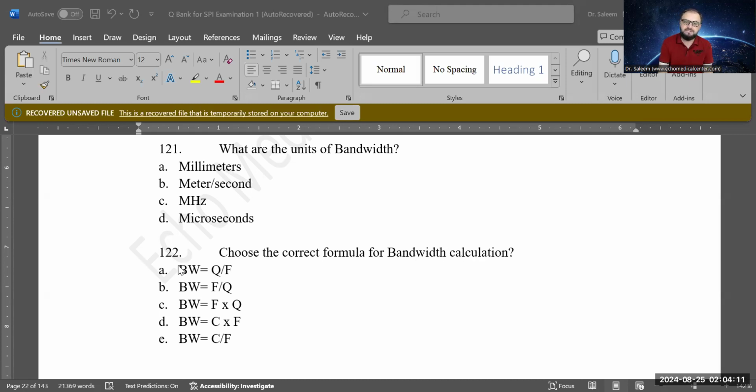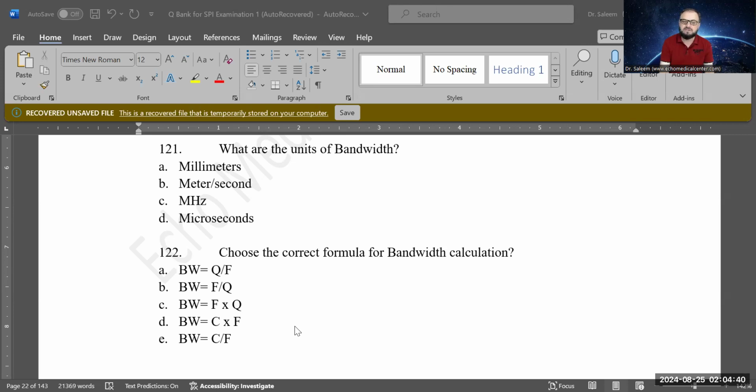Now you have: bandwidth is equal to quality factor divided by operating frequency. Bandwidth is equal to operating frequency divided by Q, or quality factor. Bandwidth is equal to operating frequency times quality factor. Bandwidth is equal to propagation speed of the sound times operating frequency, or bandwidth is equal to propagation speed of the sound divided by operating frequency. If you remember from ultrasound physics, what do you think, which one is the correct answer or option?